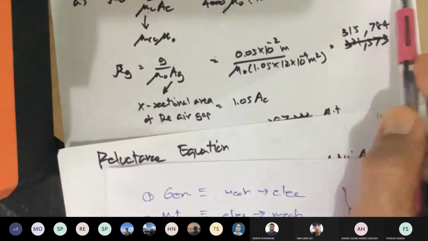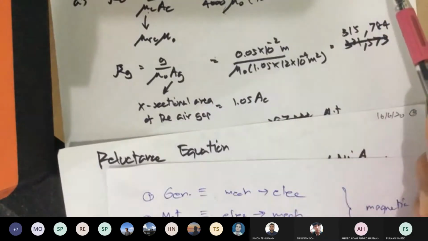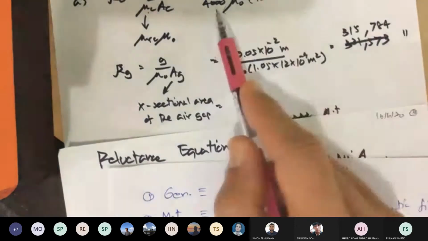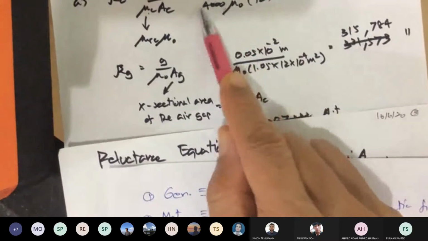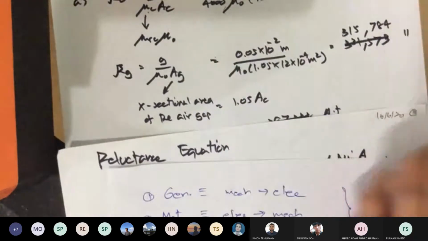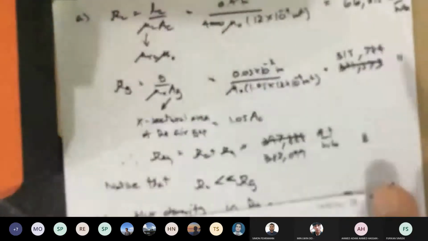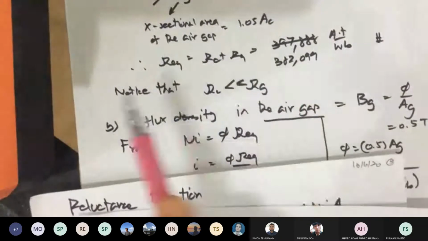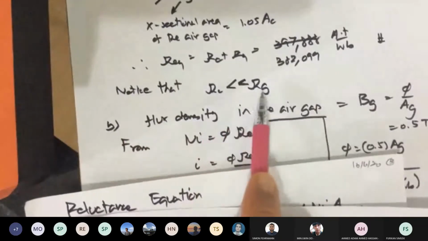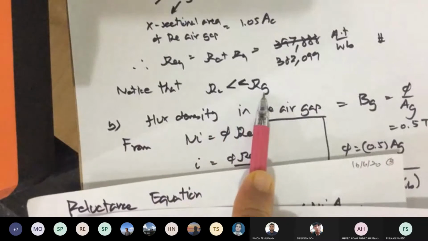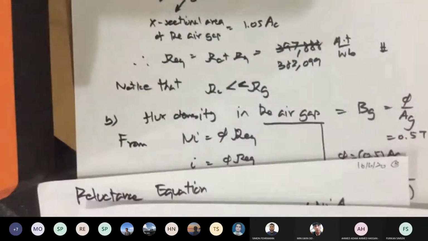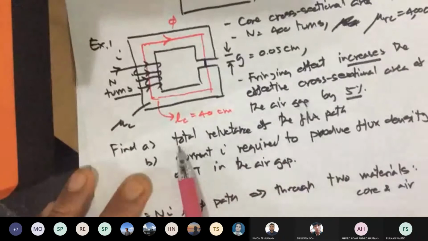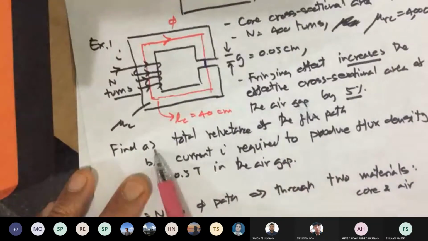That's why the core of an electrical machine, all electrical machines, has to be ferromagnetic material. Without ferromagnetic material, you don't get that high relative permeability value. Once you get these two, you can determine REQ, add them together, you get that number. And I put here, notice that RC is a lot smaller than RG. Okay, so what is the problem again? Total reluctance of the flux path, we got that. This is REQ, so that's part of the answer.